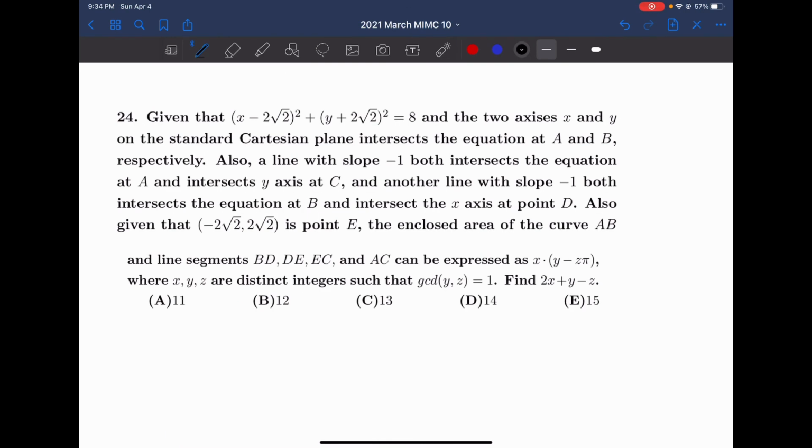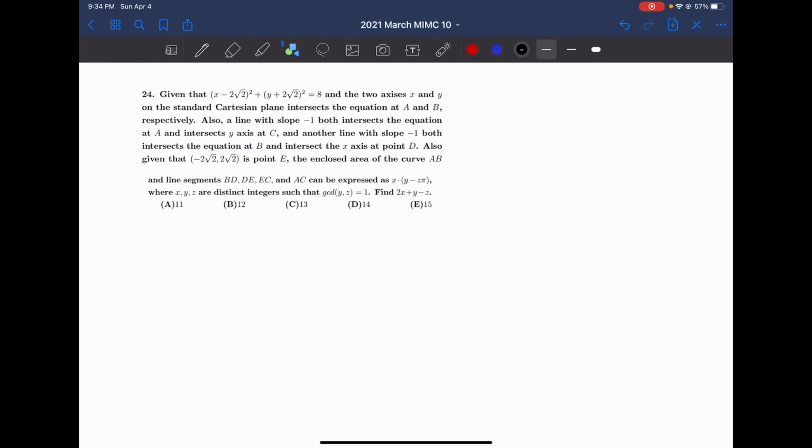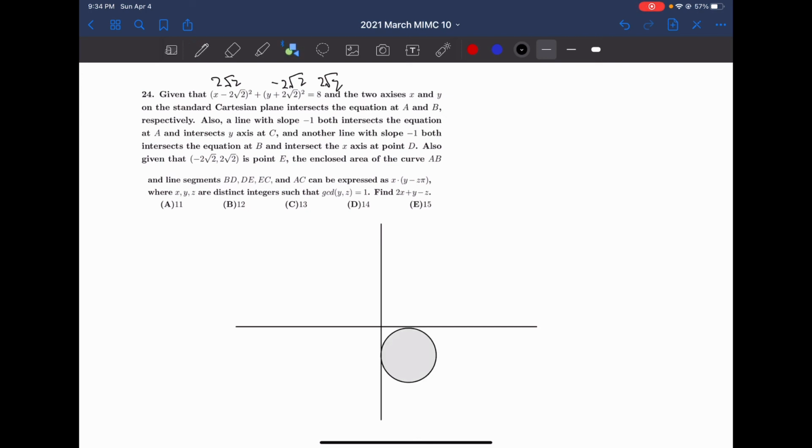Number 24 is a confusing question as well, but this is not very hard if you actually understand the problem. So it gives us the equation. Let's try to draw it out over here. The x center is at 2√2, the y center is at negative 2√2, and there is a radius of 2√2. So it would be like this over here. And let's put in our information. That's 2√2, that's 2√2. Our center is over here.